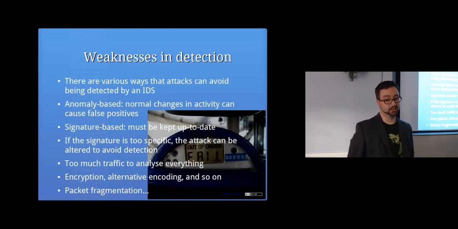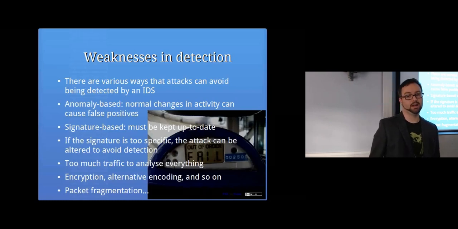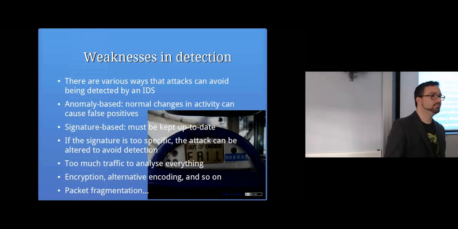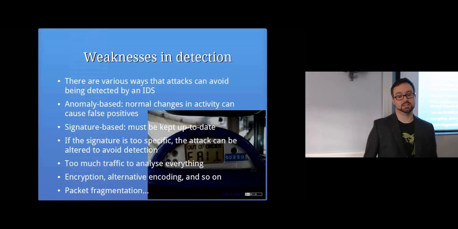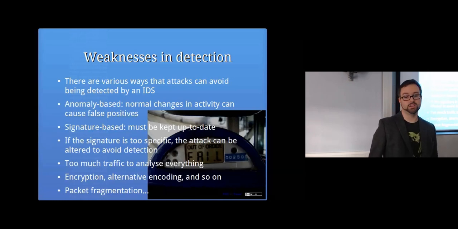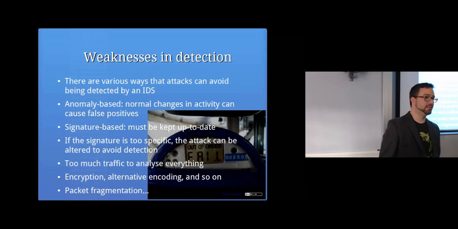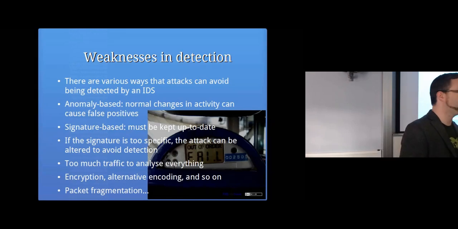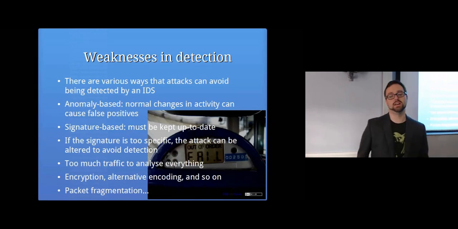So often there's actually quite a lot of network traffic as well, so you need a fair amount of computing power to actually analyze everything and to do it well. And encryption: as soon as something's encrypted, you can't actually see what the network traffic is. So if it's end-to-end encryption, then an IPS or an IDS is not going to be able to detect anything unless it's at one of the endpoints. And you can use different encoding to send the same message and all that sort of stuff. So there's just so many ways that it can fail, basically.